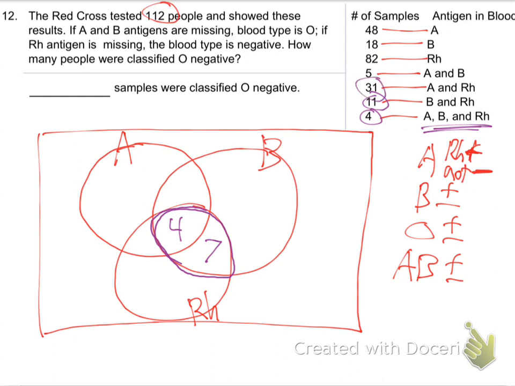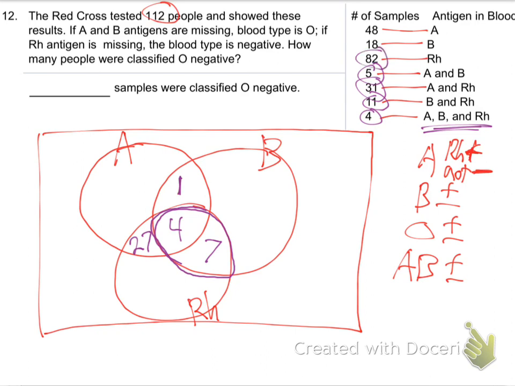Keep going. 31 in the A and the RH. So A and RH, that's these 2. And it's 31. Subtract, what's that, 27? 27 right there. Keep going back up the list. 5 are in A and B. So A and B, that's these 2. These 2 are in both circles, A and B. It's 5 total, so it's got to be 1 here. 4 and 1 is 5.